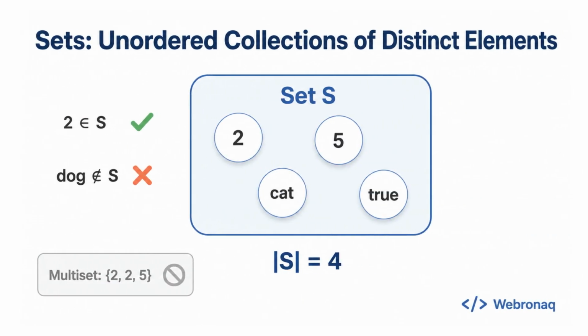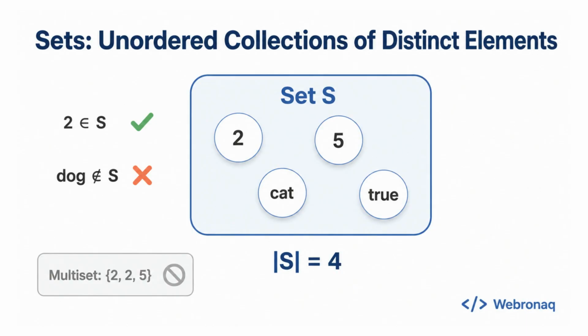All right, let's define the core idea. A set is an unordered collection of distinct elements. Unordered means the arrangement does not matter. Distinct means no element appears more than once. So the set containing 2, 5, the word cat, and the value true is a perfectly valid set. We write membership using the symbol that looks like a stylized E. 2 is in S, dog is not in S.